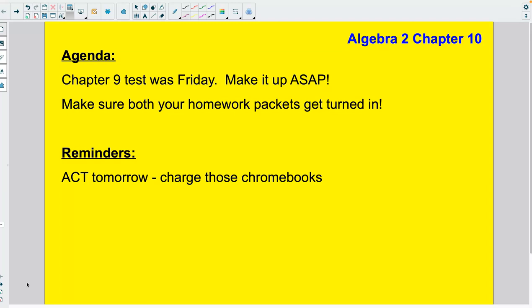So we are looking at logs today. We have looked at logs as graphs. Now we're going to look at them the algebraic way. So we're going to compare exponential functions, and then we're going to compare logarithmic functions. And we're just going to go back and forth, and we're going to solve them.